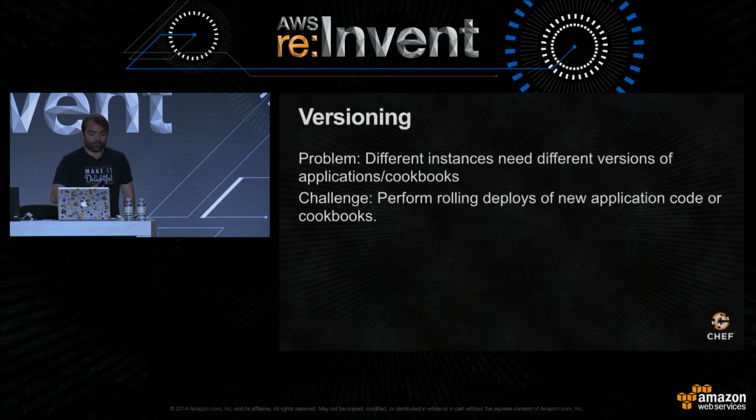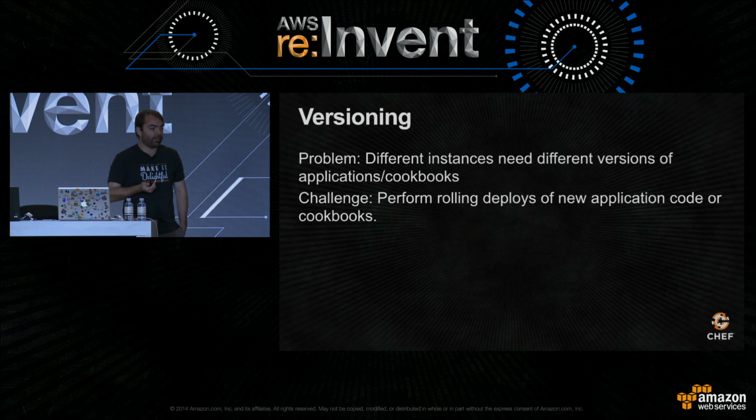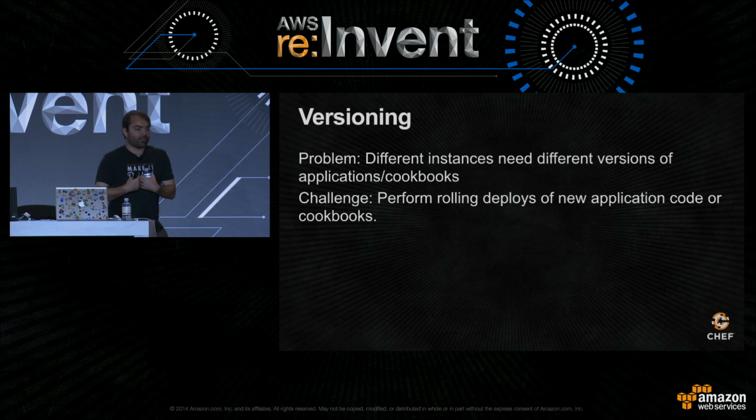So, the problem with versioning with Chef. Different instances often need different versions of applications and cookbooks. The reason is that I might be testing my cookbook, and I don't want it to leak into my production environment and break my production environment, right? So as I'm making and testing changes to my infrastructure inside of Chef, I want to control when I push that into the production environment.